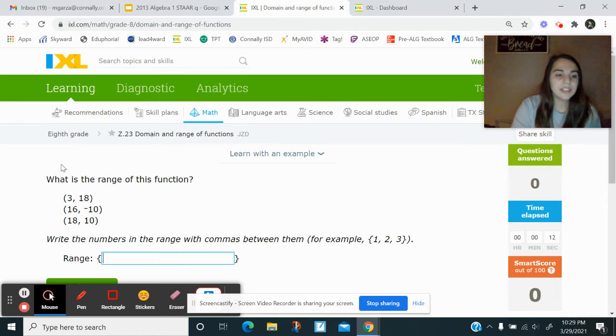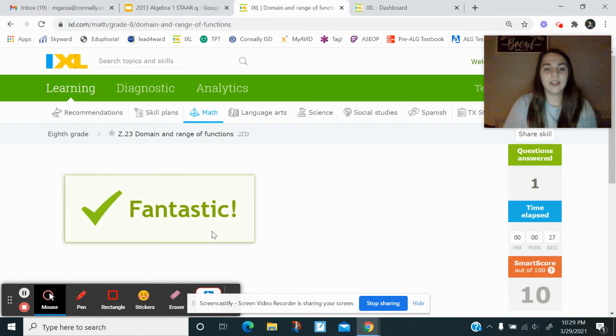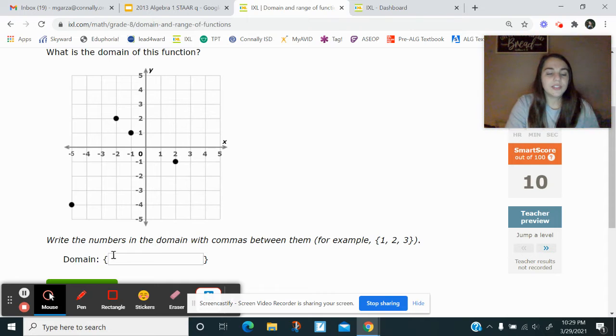Domain comes from these numbers here, 3, 16, 18. Range comes from 18, negative 10, and 10. So all I would do is type in 18, negative 10, and 10. Oh, almost messed up. And then got it.